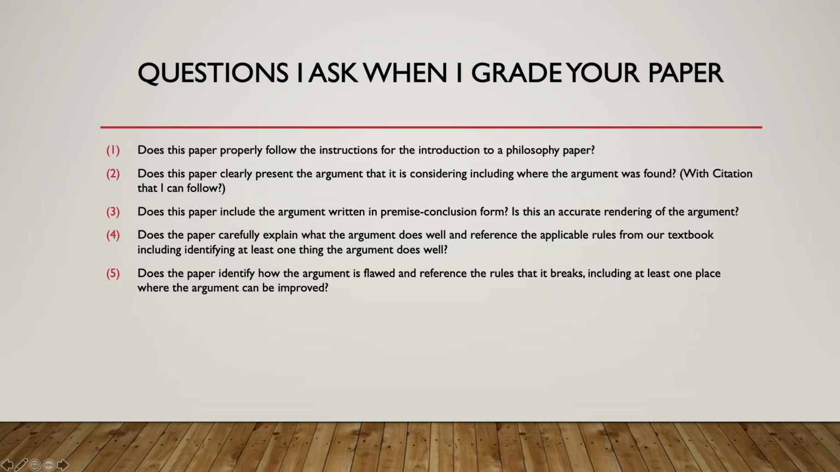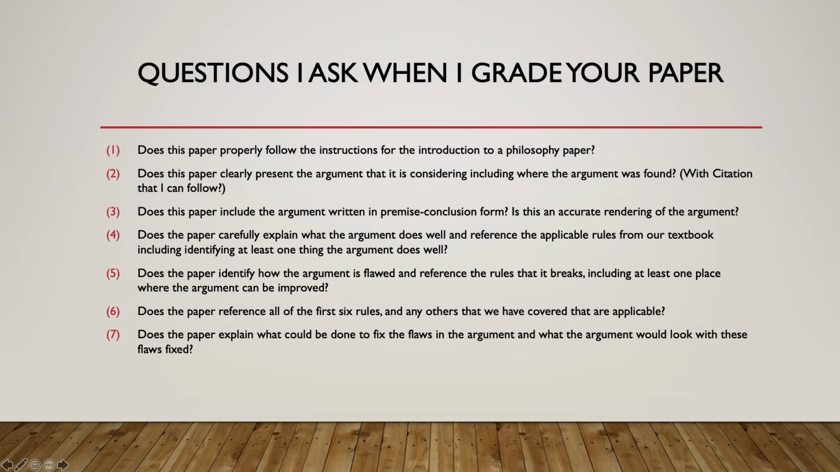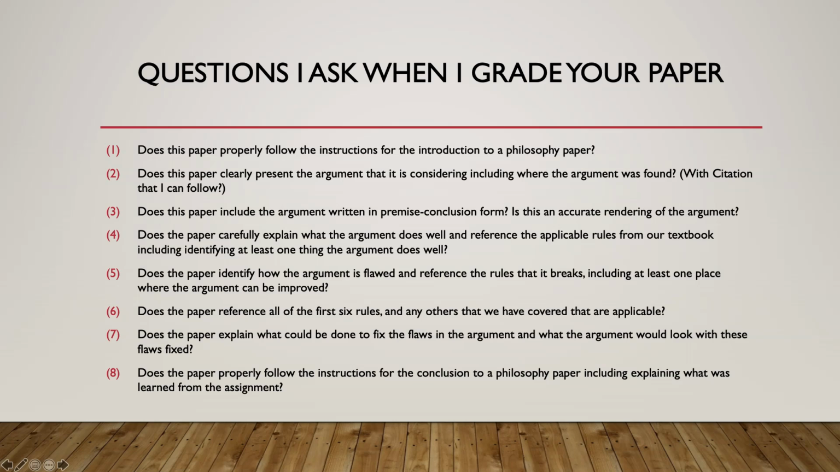Does the paper identify how the argument is flawed and reference the rules that it breaks, including at least one place where the argument can be improved? Does the paper reference all 6 of the first 6 rules and any others that we've covered that are applicable? Does the paper explain what could be done to fix the flaws in the argument and what the argument would look like with these flaws fixed? And finally, does the paper properly follow the instructions for the conclusion to a philosophy paper, including explaining what was learned from the assignment? So these are the questions I ask myself when I grade your paper.